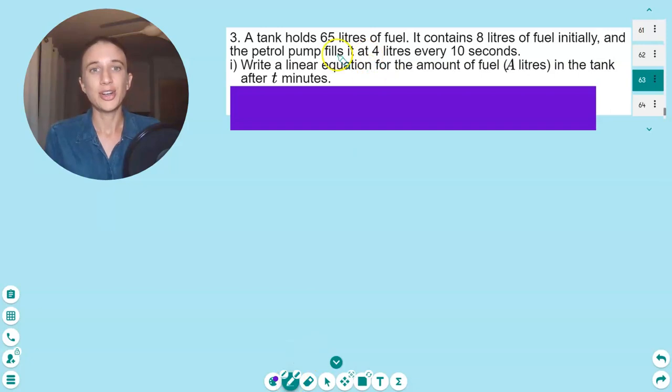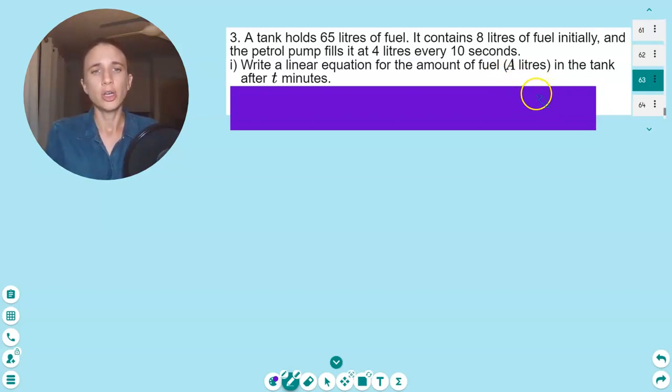Okay, so first question. A tank holds 65 litres of fuel. It contains 8 litres of fuel initially, and the petrol pump fills it at 4 litres every 10 seconds. Write a linear equation for the amount of fuel in the tank after t minutes.